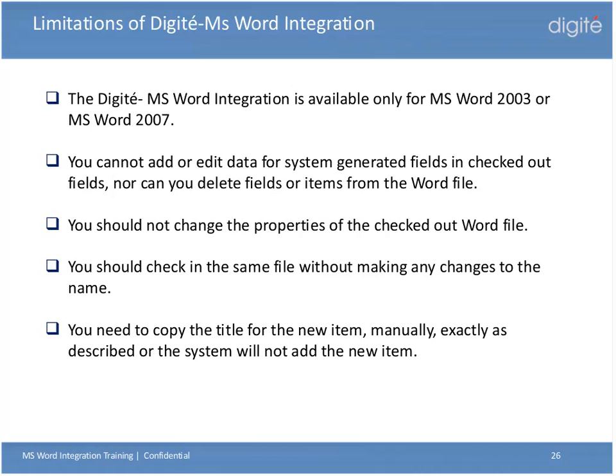Another thing, if you want to add multiple requirements once you do a skeletal checkout, then you may need to copy the first part multiple times, and you have to do that operation manually. To add a new requirement from the system, you need to copy the title for the new item manually, exactly as described on the system, as I was mentioning earlier.